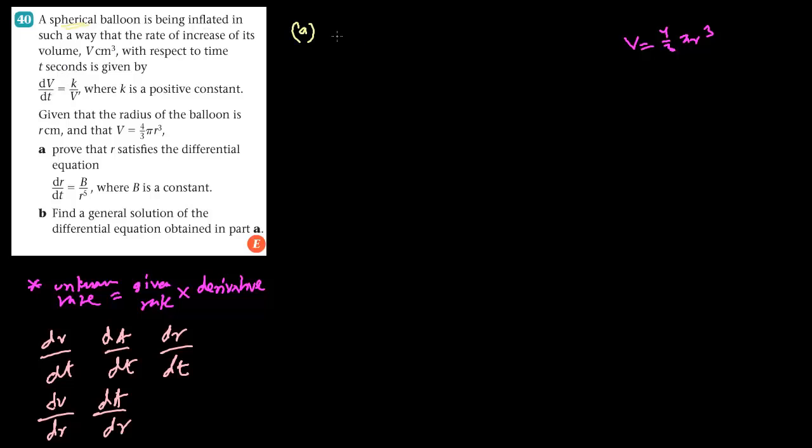So given dV by dt equals to some constant divided by V. This information is given, and given that the radius of the balloon is this and the volume is this, we have to find dr by dt. That is the unknown rate we have to find. So all this information is given.